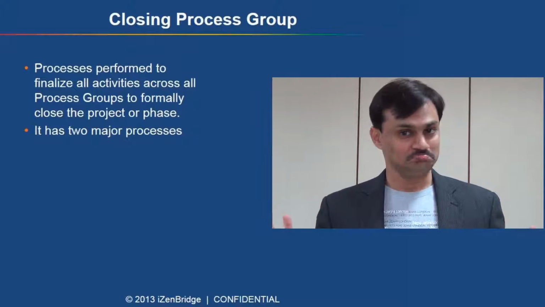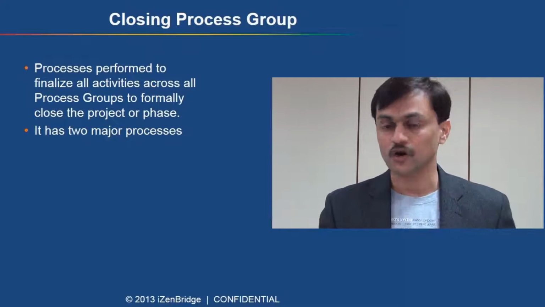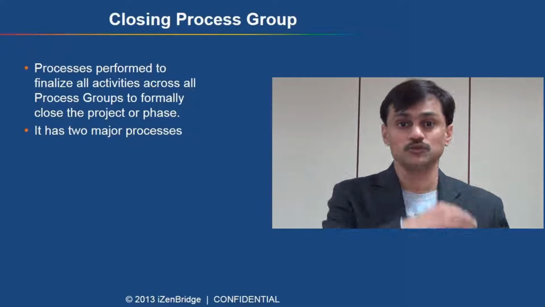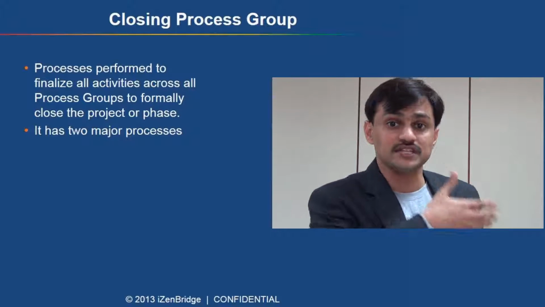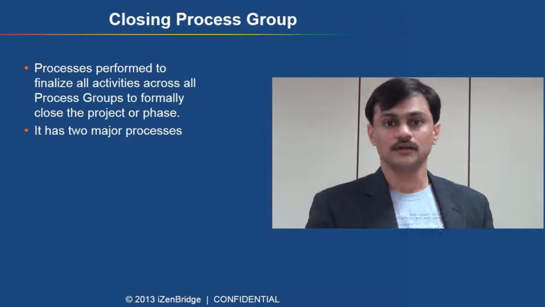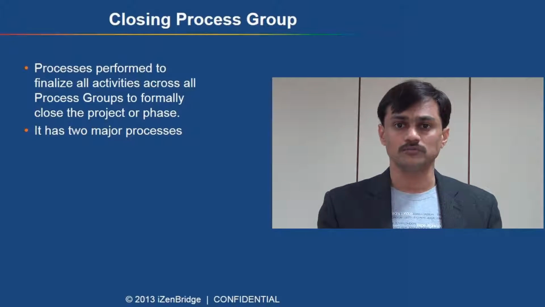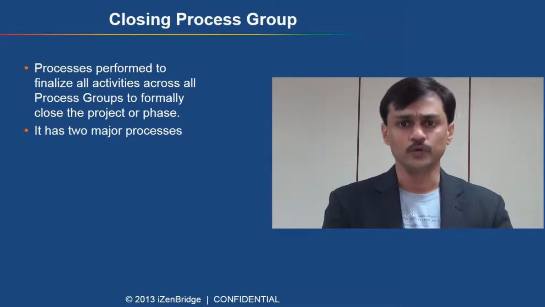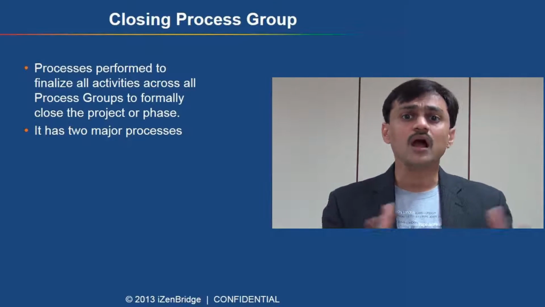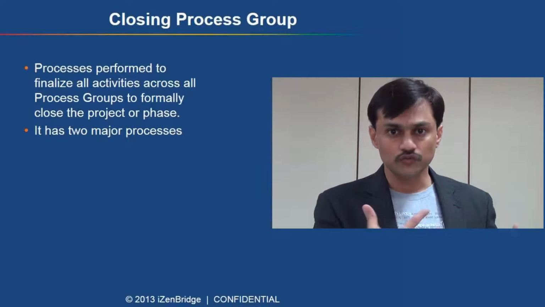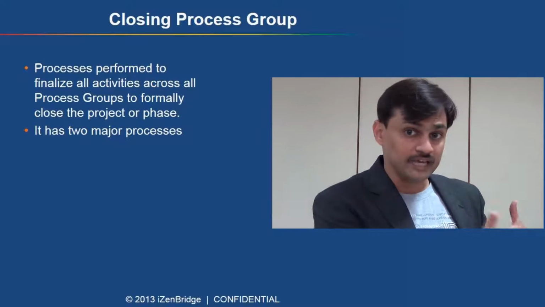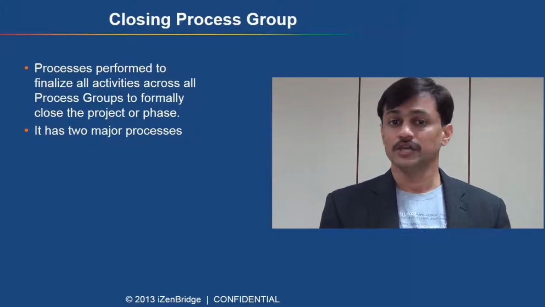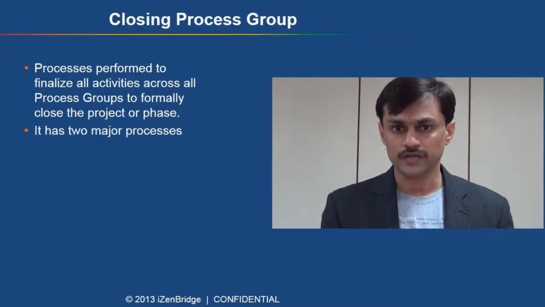Closing process group. So now you want to close the work or a phase. What is a phase? It is coming from the project lifecycle. One project may get executed with a series of phases. So at every phase end or at the project end, you perform some activities which fall under the closing process group. Like you may do a lessons learned meeting, you may archive reports or records which got generated in a given project or phase. You also formally declare the closure of a given project or a given phase.